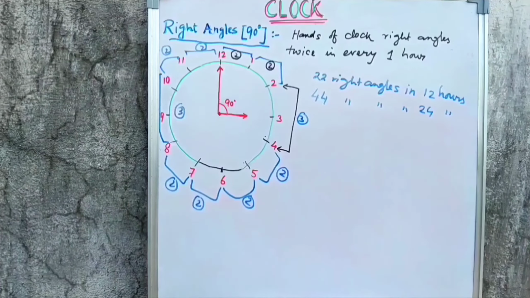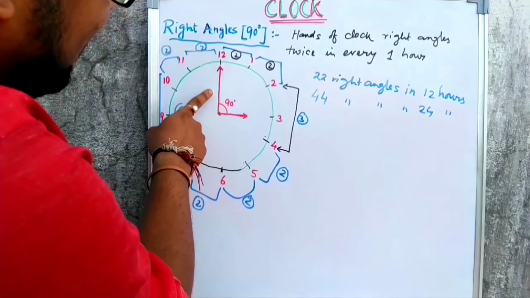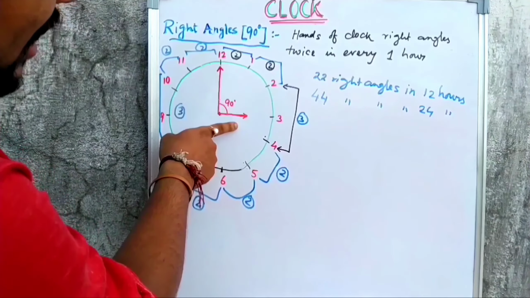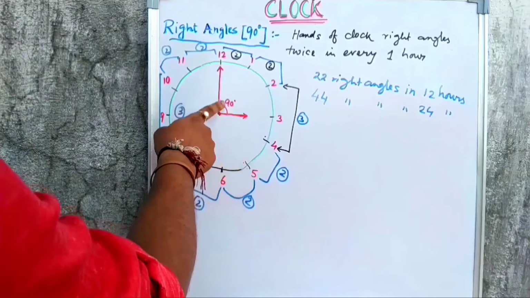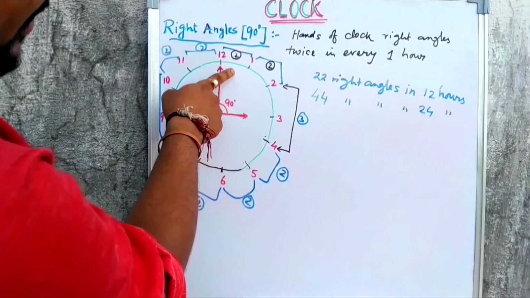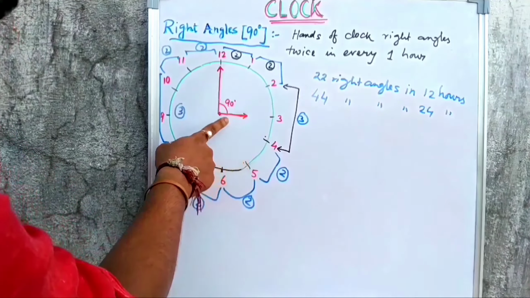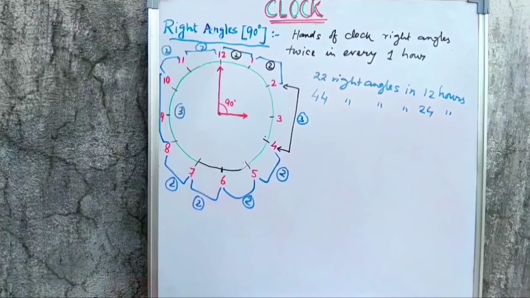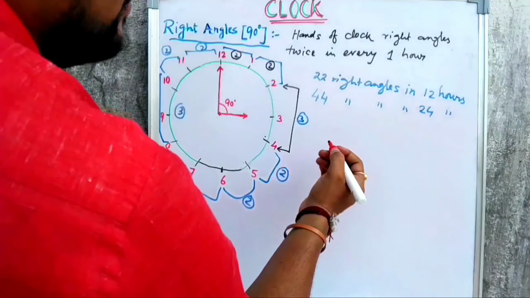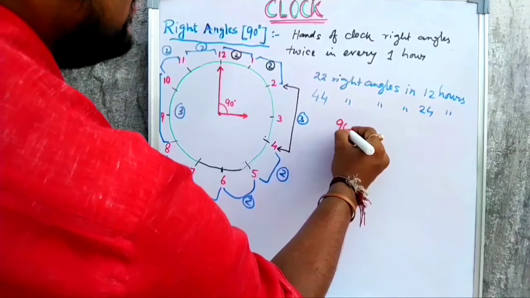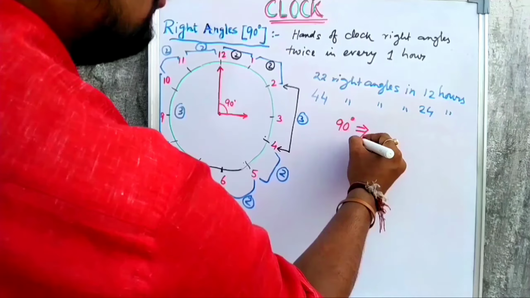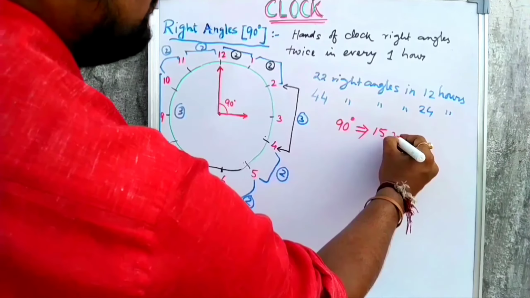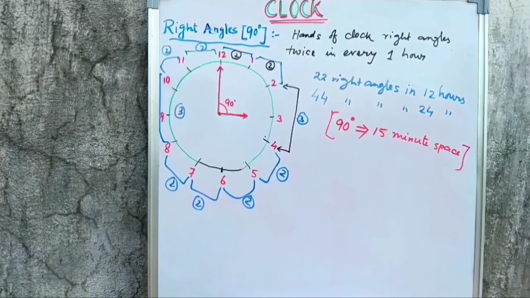The next thing is that at every right angle you can see the minute hand and the hour hand make a 15-minute gap, 5 plus 5 plus 5. So at 3 o'clock you can see they make a 15-minute gap. Please keep it in your mind, this information is very important for numericals. So 90-degree space is equivalent to 15-minute space. This information is very important, just keep it in your mind.